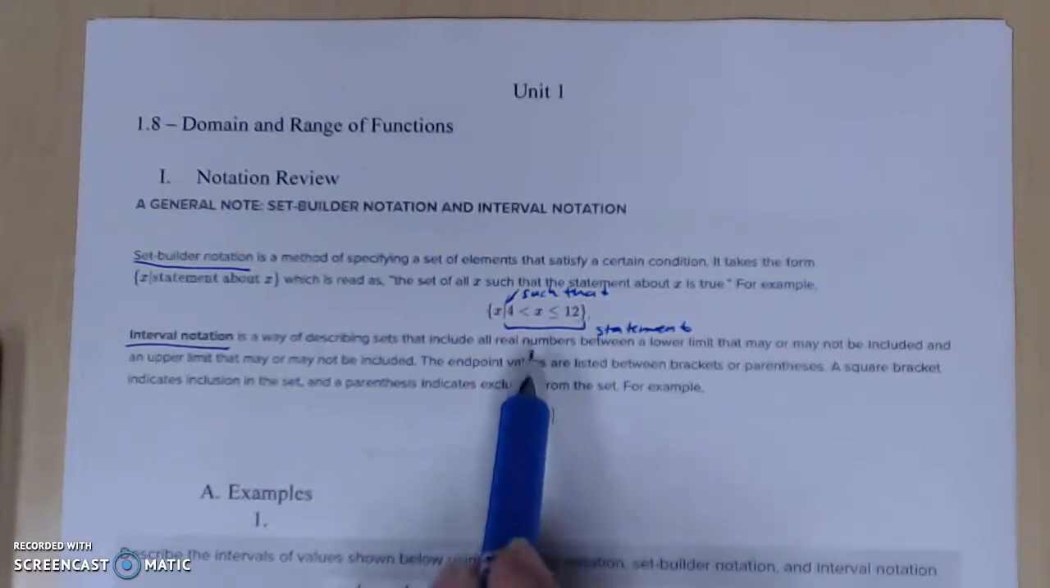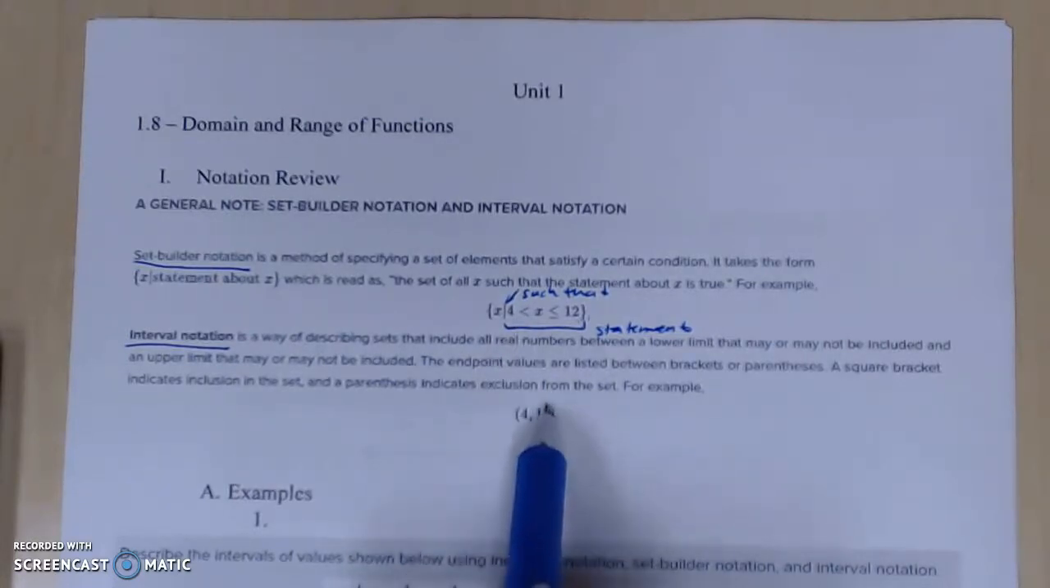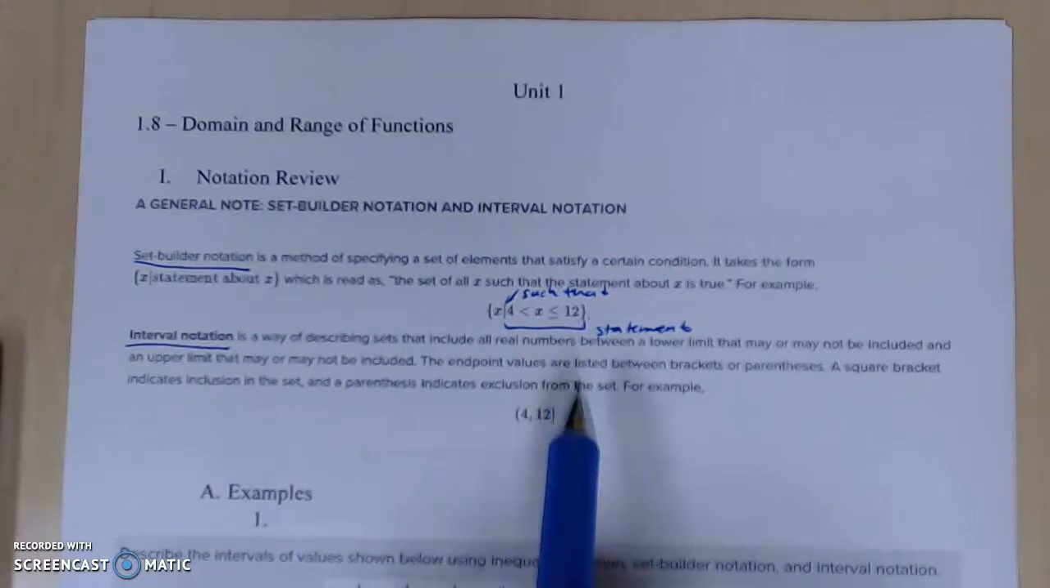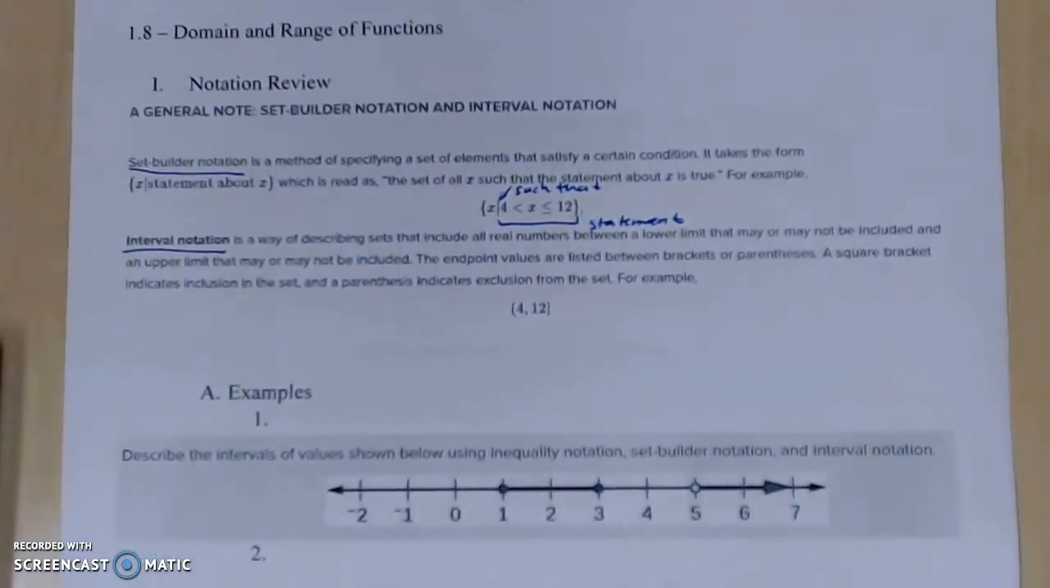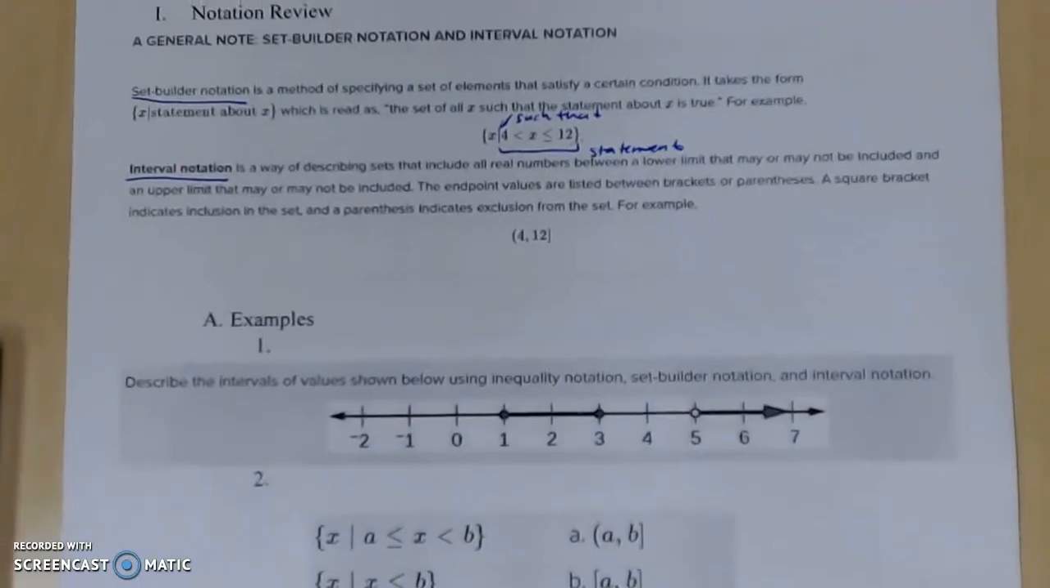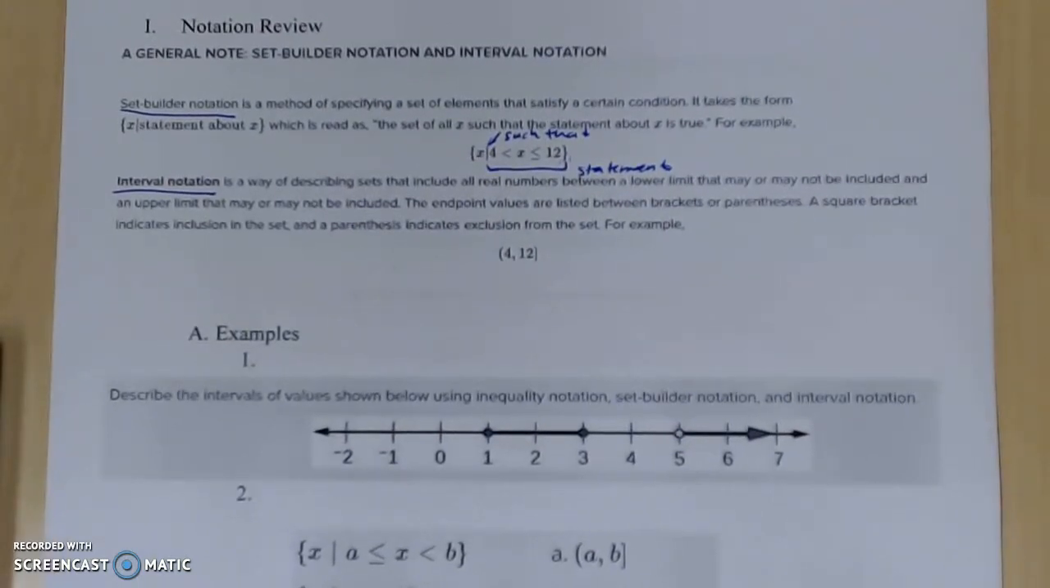This is the interval notation to reflect that same set of solutions. Notice there's a parenthesis here, just like there's not an equal to, and there's a bracket here because there is an equal to. Both sets of notation represent the numbers between 4 and 12. As we move forward in this section, you're going to see set builder notation and interval notation as we go. So I want to look at the first example here.